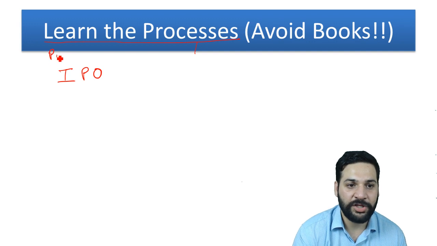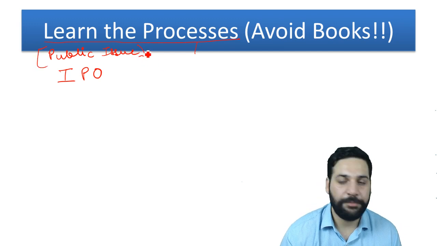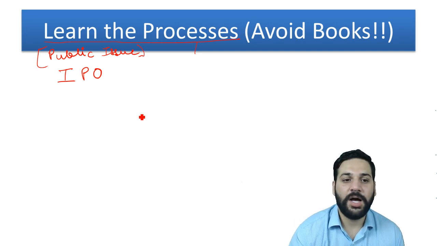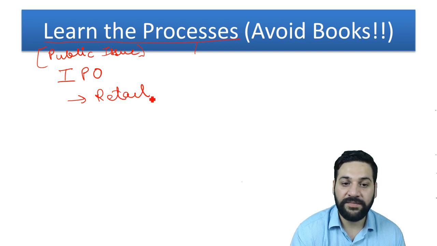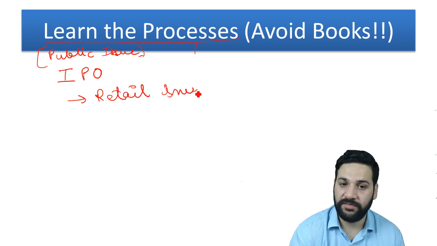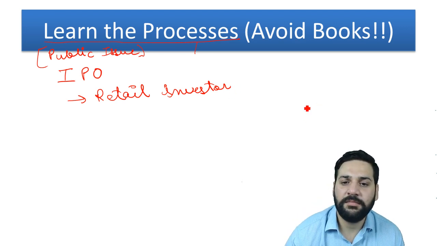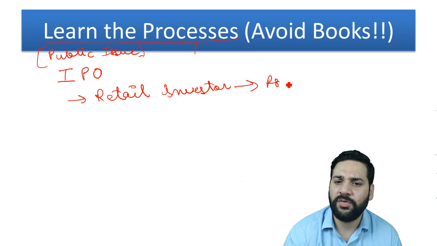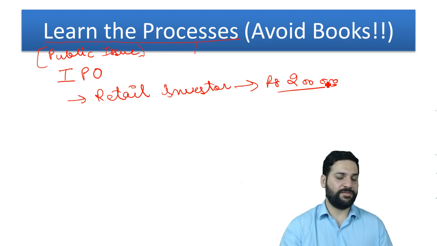It's part of the chapter public issue. If you have already started your preparation, you might be aware about public issues and IPOs. In the IPO, there is a definition of retail investor. What is the definition of retail investor? Who is a retail investor? Let me tell you, right now, anybody who is investing less than rupees 2 lakh in an IPO is a retail investor.